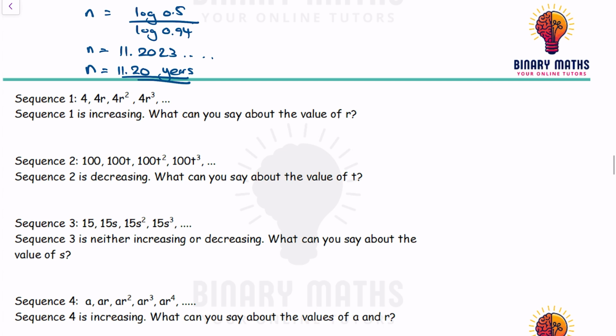Okay, the last as a summary. So if sequence 1 is 4, 4r, 4r squared, 4r cubed, and the sequence is increasing, what can you say about the value of r? If it's increasing, it means the numbers are getting bigger, which means r cannot be less than 1, so r has to be greater than 1.